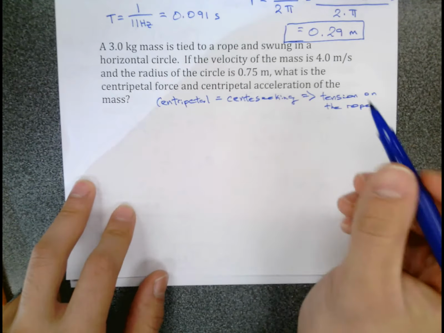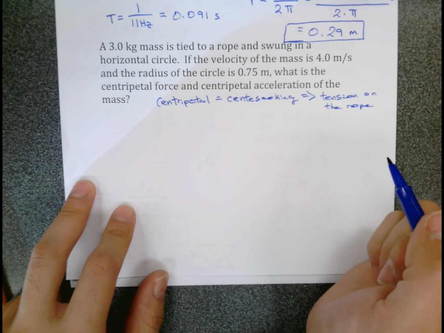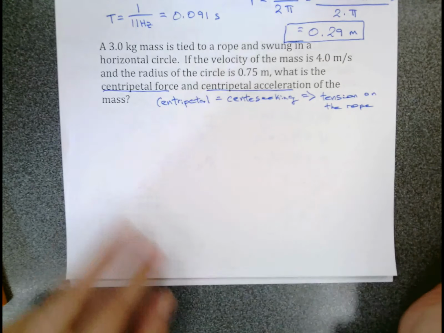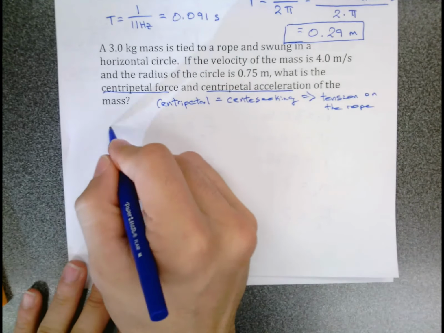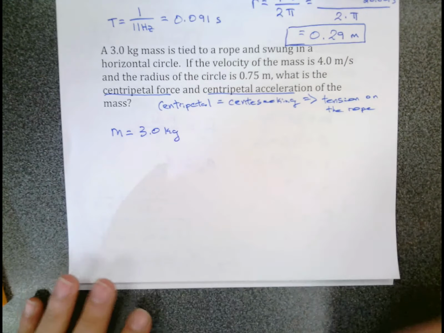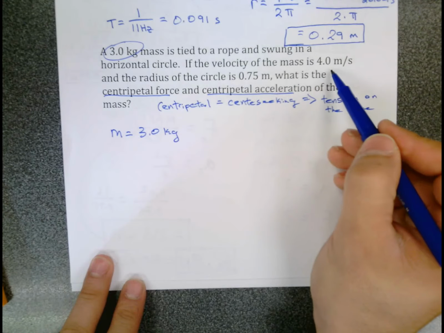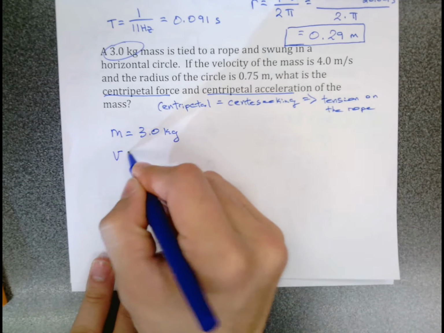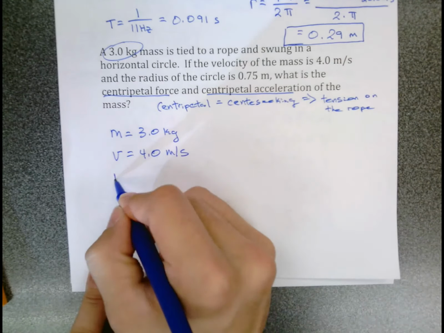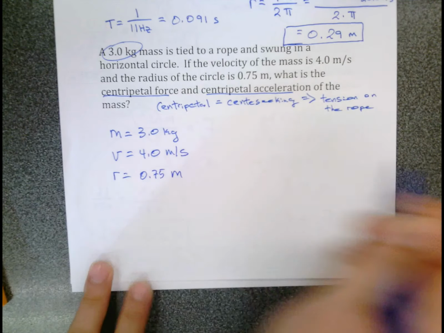If the velocity of the mass is 4 meters per second and the radius of the circle is 0.75 meters, what is the centripetal force and the centripetal acceleration of the mass? Our mass m is 3.0 kilograms. The velocity is 4.0 meters per second, and the radius of the circle is 0.75 meters.